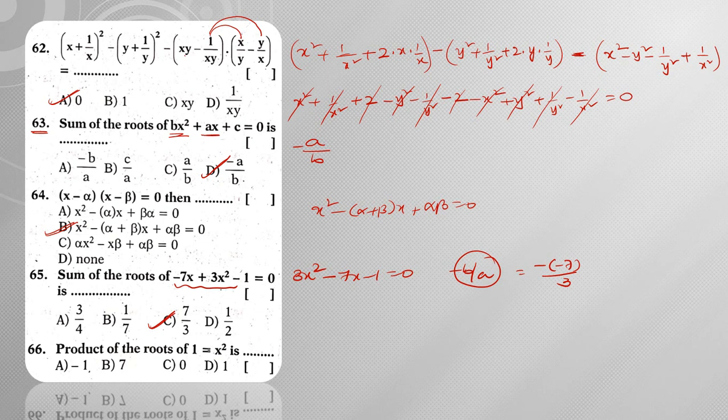Next, product of roots. First of all, write it in the standard form. So x square minus 1 is equal to 0, or sometimes you can write it as x square plus 0x minus 1 is equal to 0. Now what is the product of roots formula? The product of roots is c by a, which is nothing but minus 1 by 1, which is equal to minus 1. Right?